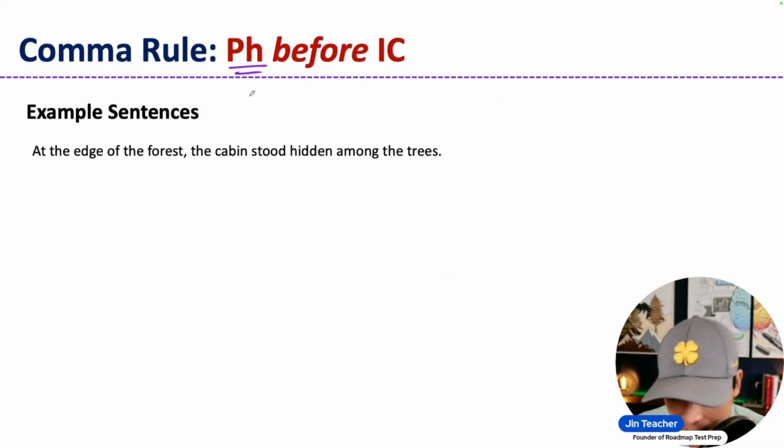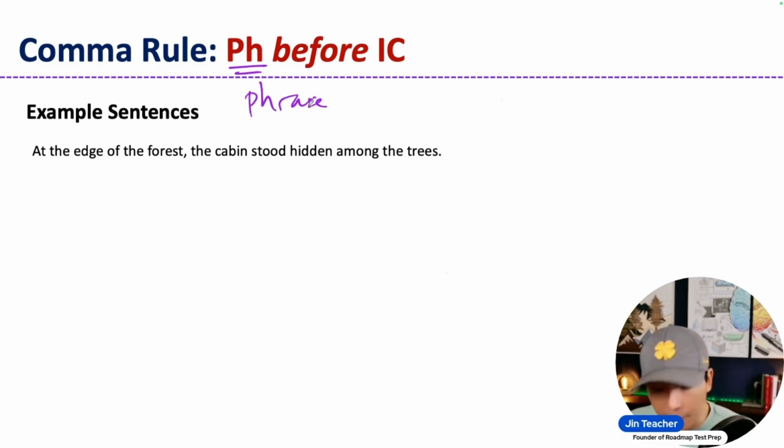All right. Now, next one, what about when we have phrases? So PH stands for a phrase. And a phrase is another component in the English language, right? So we have a phrase, a dependent clause, and an independent clause now. So a phrase is nothing more than a group of words, right? A phrase, you guys, is also an incomplete sentence. But the difference between a phrase and a dependent clause is a phrase does not have a verb inside of it.